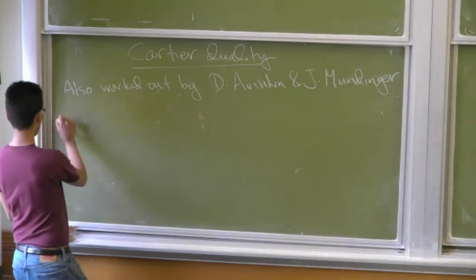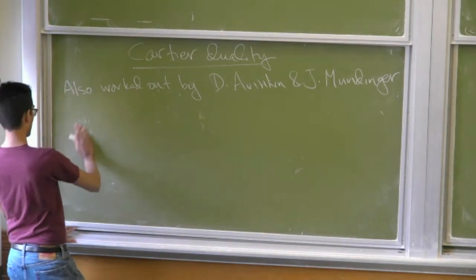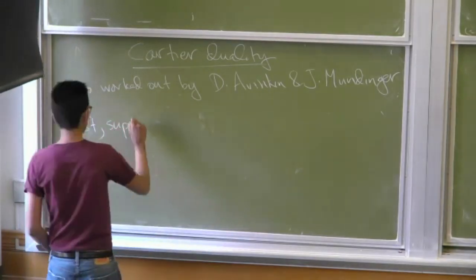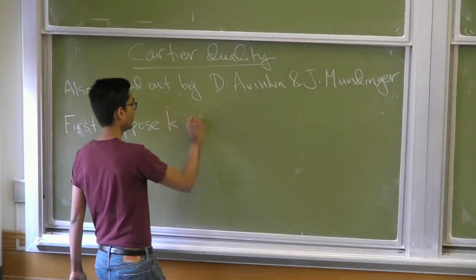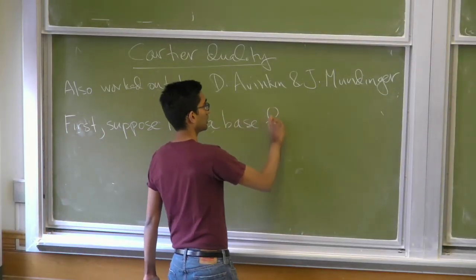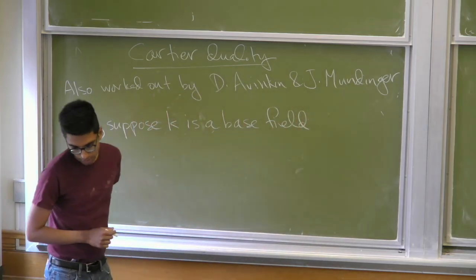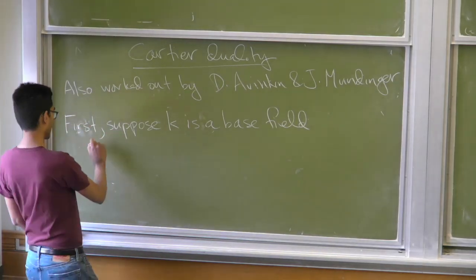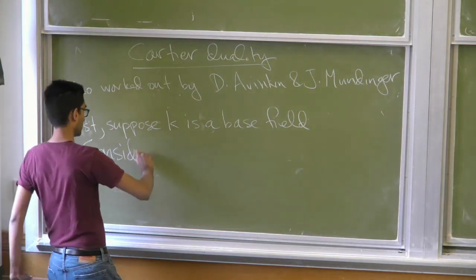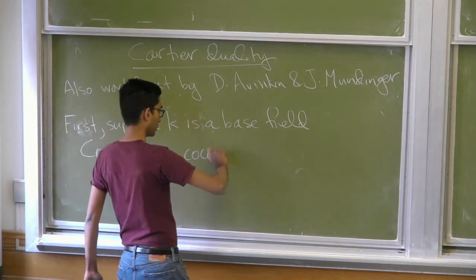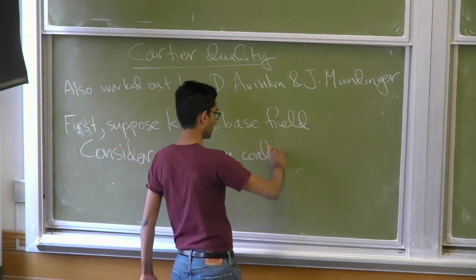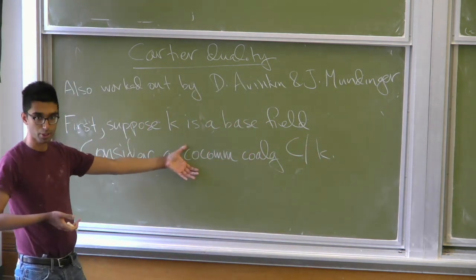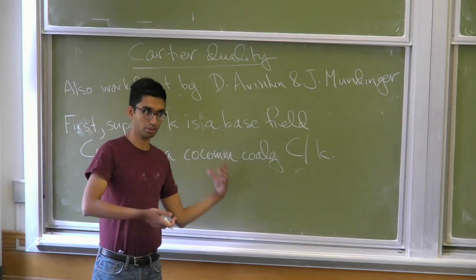So first, let me suppose I have a base field. Okay, so let's consider a coalgebra C over K. That means C is equipped with a co-multiplication, which is co-associative and co-unital.